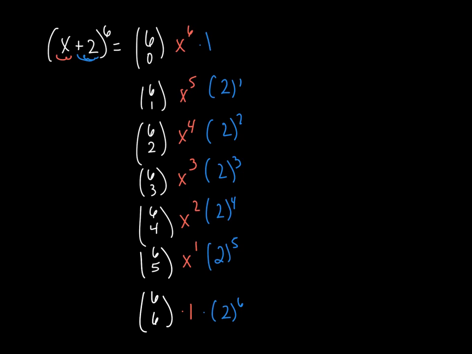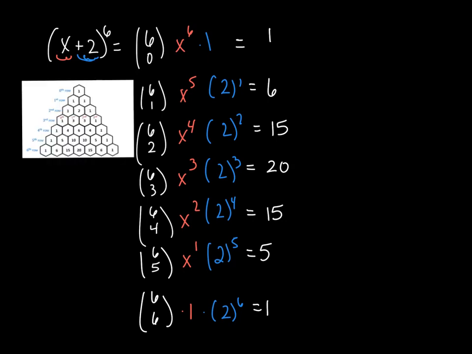So this is just equal to 1, 6, 15, 20, 15, 6, and 1. Those are all our combinations. And remember, you can also get them from Pascal's triangle. Since this is raised to the 6th power, you have all of the same values in the 6th row of Pascal's triangle.